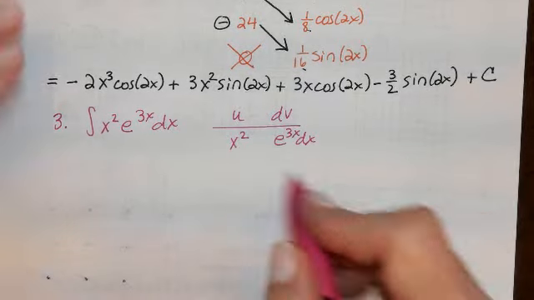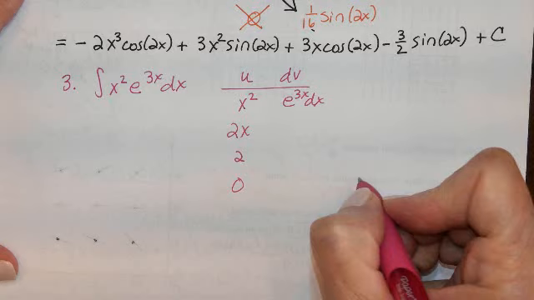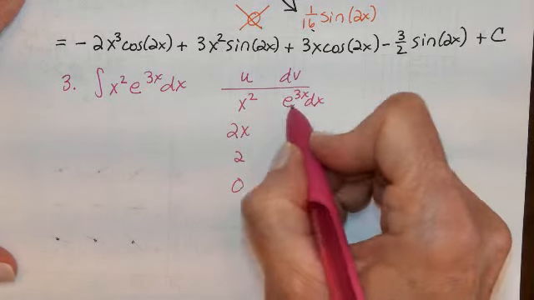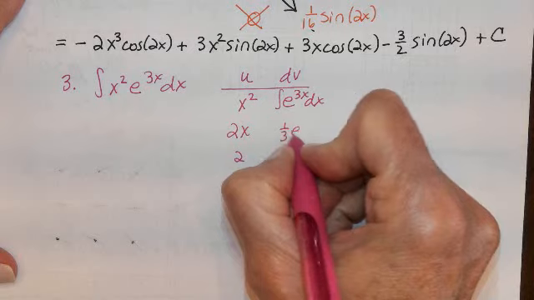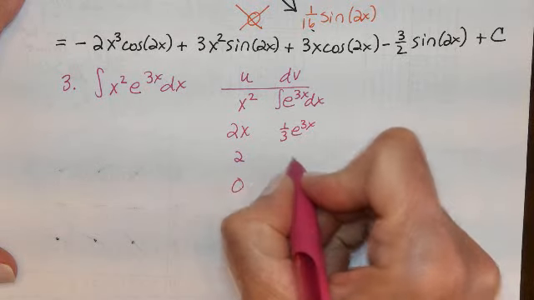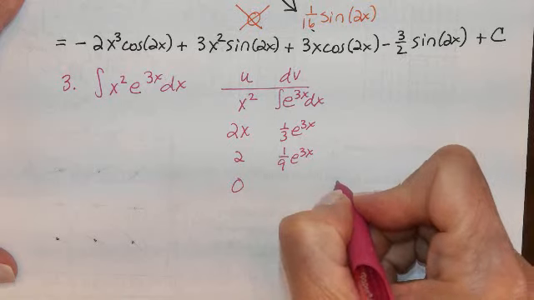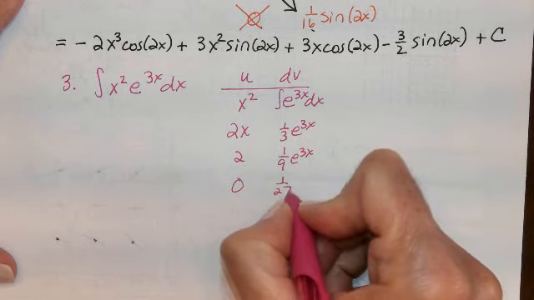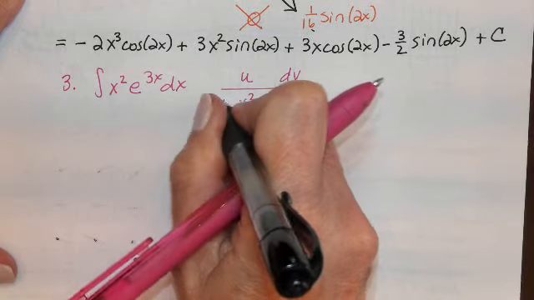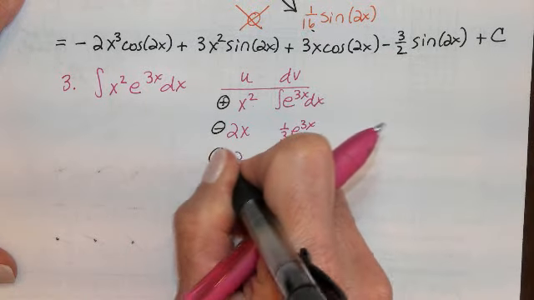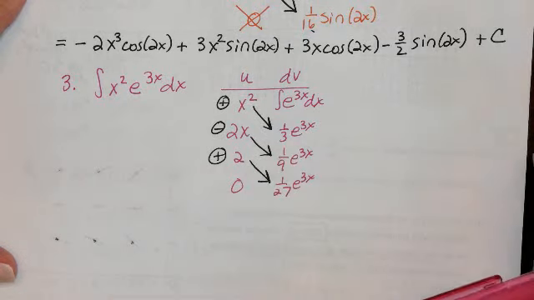Derivative, derivative, derivative, until you get to 0. Integral, 1/3 e to the 3x. Integral, 1/9 e to the 3x. Integral, 1/27 e to the 3x. Plus, minus, plus. Multiply, multiply, multiply.